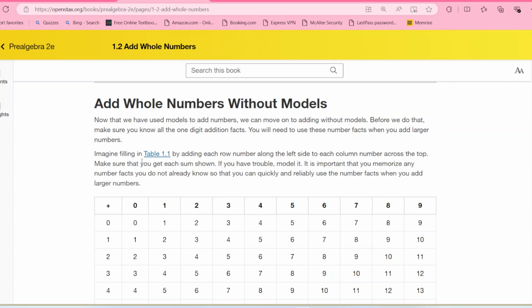So imagine filling in table 1.1 by adding each row number along the left side, each column number across the top. Make sure that you get each sum shown. If you have trouble, model it. It is important that you memorize any number facts that you do not already know, so that you can quickly and reliably use the number facts when you add larger numbers.